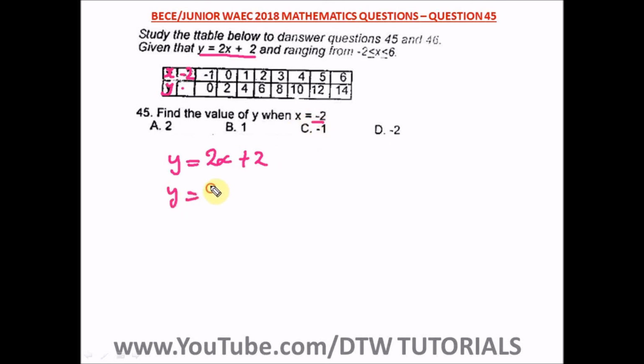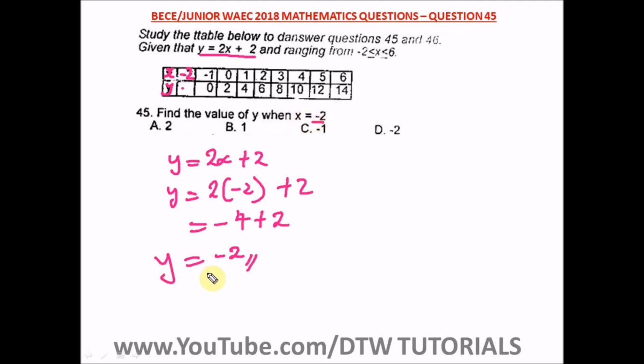So we have y is equal to 2, this is x, so we'll put in minus 2, plus 2. And what is 2 times minus 2? That will give us minus 4 plus 2. And minus 4 plus 2 will give us minus 2. So this is the value of y when x is minus 2. So y will be minus 2, and our right option here is option D.